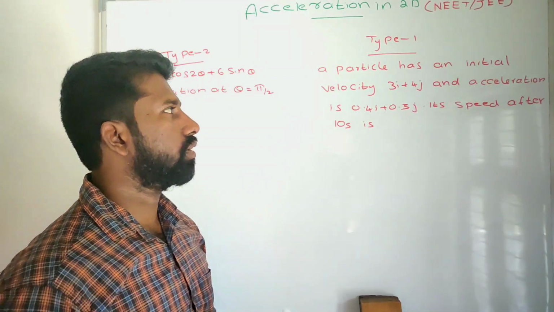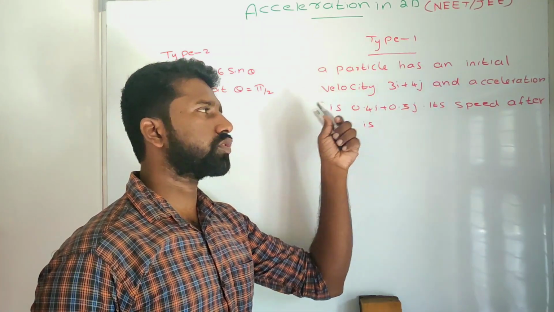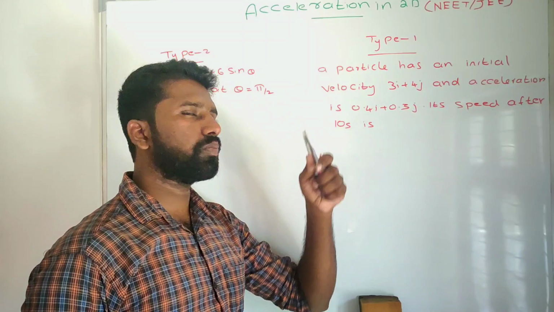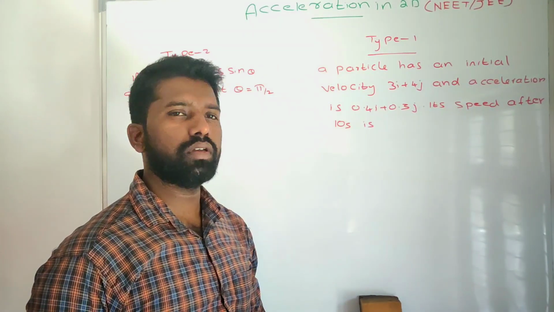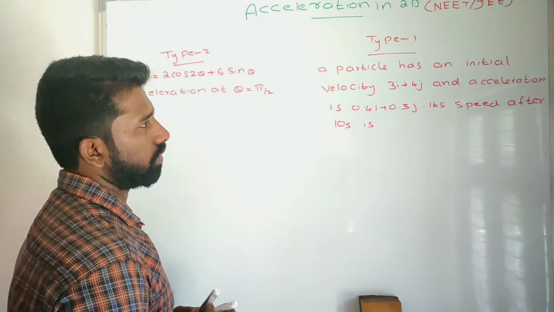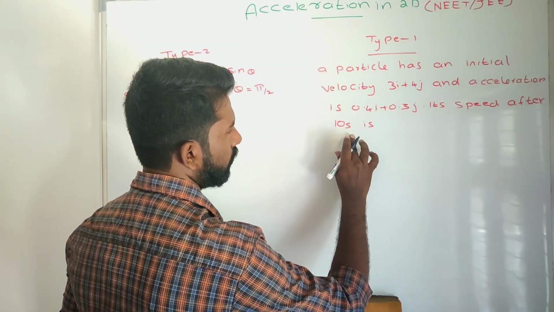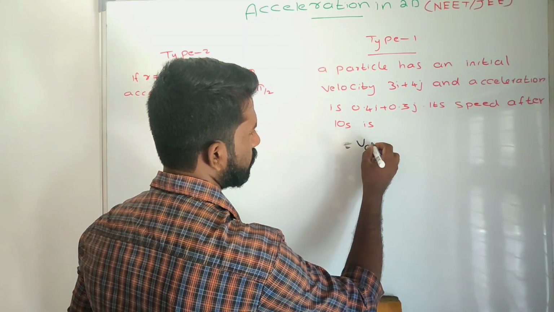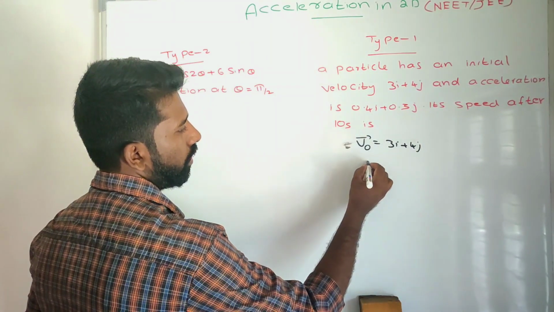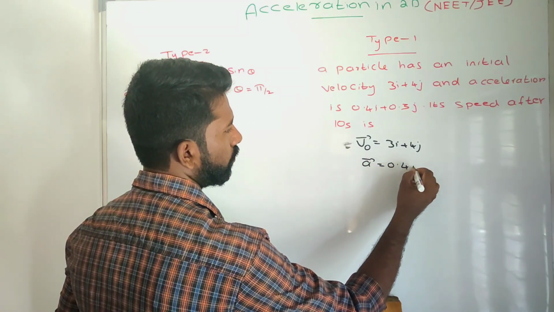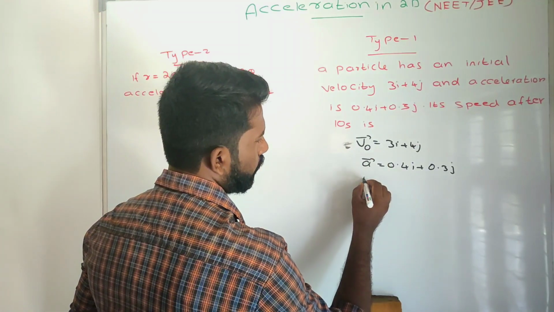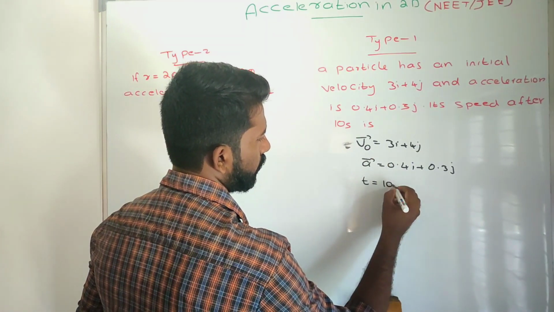First of all, type 1. A particle has an initial velocity 3i plus 4j and acceleration 0.4i plus 0.3j. Its speed after 10 seconds is? They've given that the particle is moving with an initial velocity, which we take as v naught equal to 3i plus 4j. The acceleration is 0.4i plus 0.3j. We need to find the speed after 10 seconds.